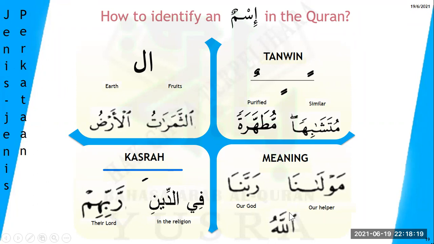But the fourth one is meaning. This one has to go by vocabulary. Or if you use the apps that I asked you to download, you just press on the word. When they tell you the meaning, it will tell you whether it's a verb, a noun, or just an article. From the Quran, once you read, you can know it's a noun if it begins with alif lam, ends with a tanwin, or the last letter of the word ends with a kasra. And the rest by meaning, like Allah, Rabbana, my Lord, Maulana, our helper.